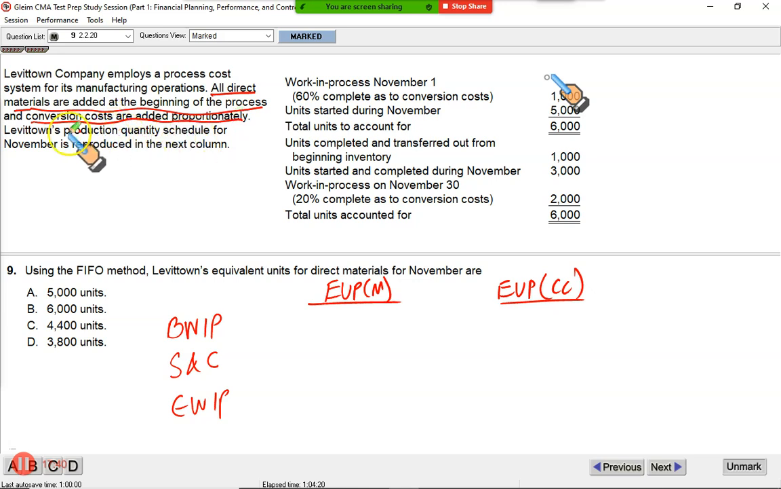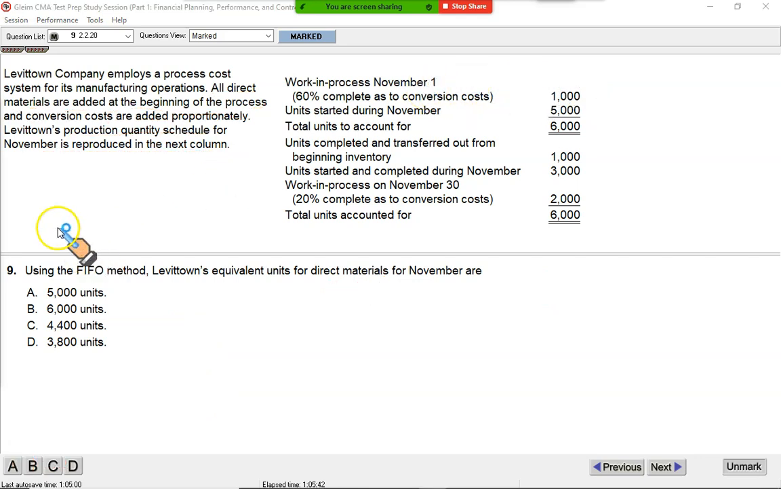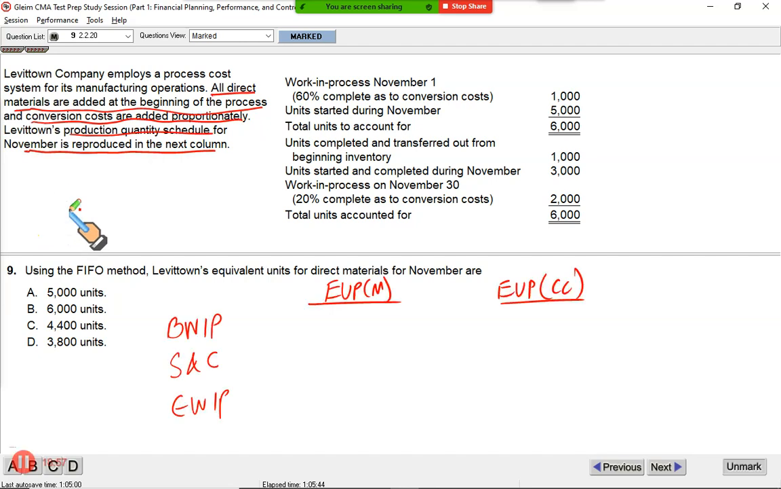Leviton production quantity schedule for November is reproduced as follows. So they have given you the detail of production quantity that they have worked upon in November. Let's take these and see what we can do with these numbers. Work in process November 1st. Remember, we have to calculate EUPs from 2 perspectives. EUPs for material, EUPs for conversion cost. So work in process in November, they were physically, remember, these are the physical units. We are looking not for physical units, we are looking for imaginary units, hypothetical units called the equivalent units.